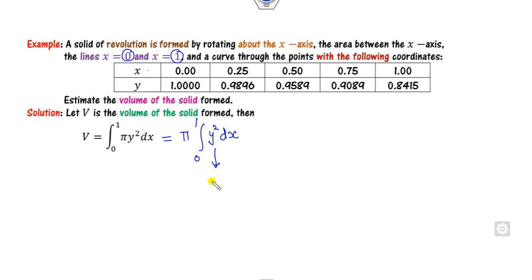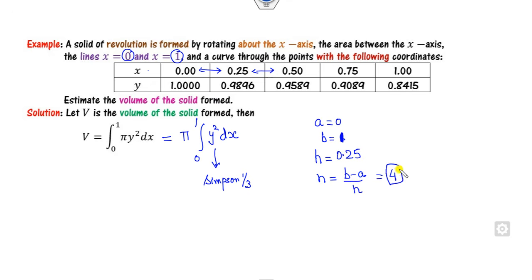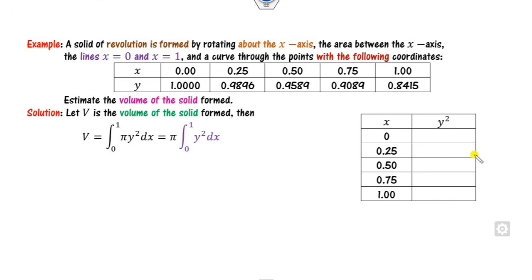Now you can apply the Simpson 1/3 rule here. So what is a? A is my 0, b is my 1. Fine. h, what is the common difference? You can see the common difference is my 0.25. So we can find the value of n. What is n? It is my 4, and it means it is not equal to 2. We have to apply the composite Simpson 1/3 rule.